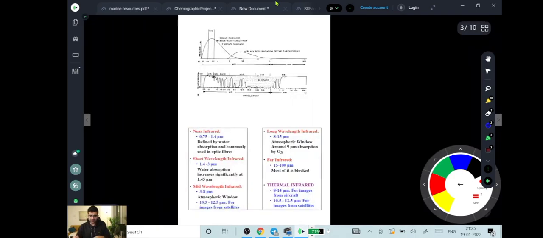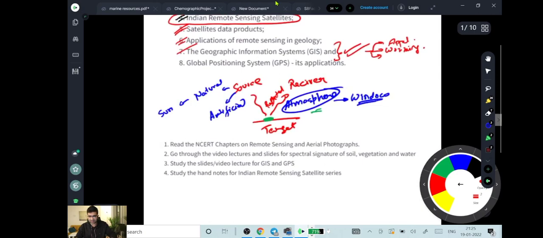Another, so this is the working. This will go under working. Another thing that they can ask you in this GPS system is the components of GPS, which they asked this year.